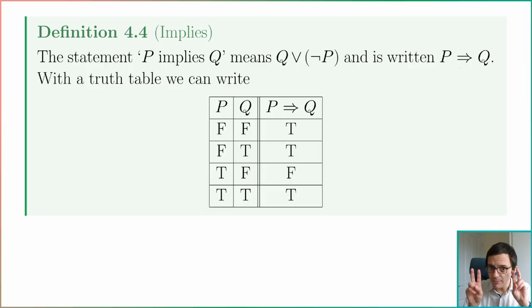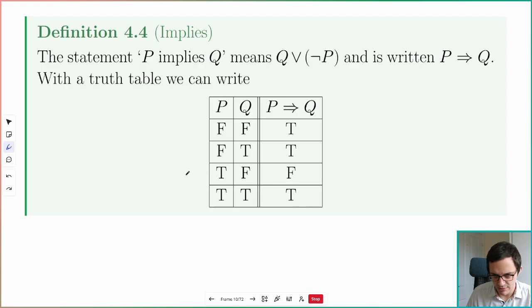So the statement P implies Q is true in 3 of these 4 cases, except for this one. This is the one that we're not allowing, I suppose. We don't want to see this case where P is true and Q is false. In that case, I would say that it's not the case that P implies Q.